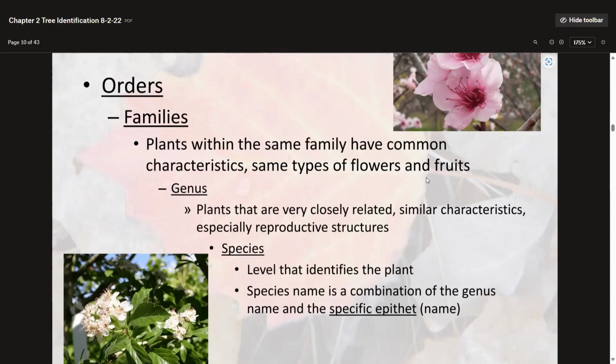So the species name is a combination of the genus name and the specific epithet. Now, specific epithet means name, right? Notice that's underlined. You might want to remember that. A specific epithet is a name, and the species name is a combination of the genus name and that specific epithet. Okay?